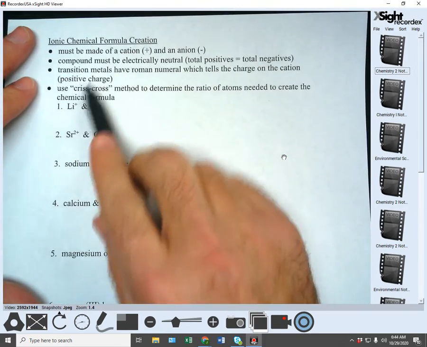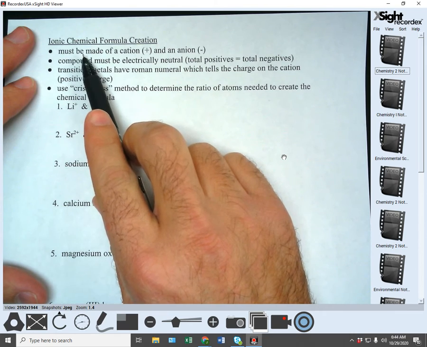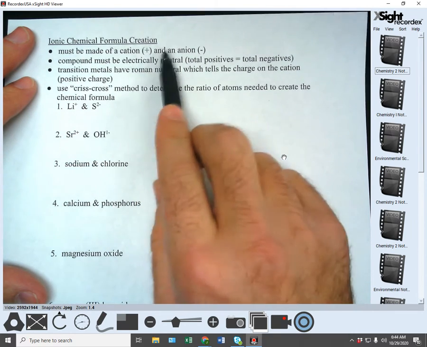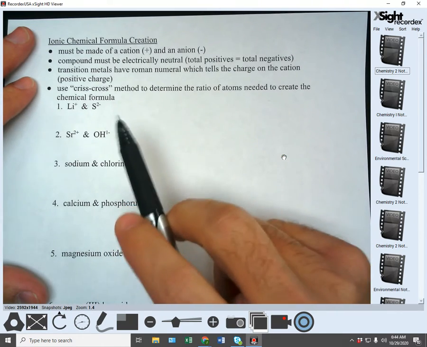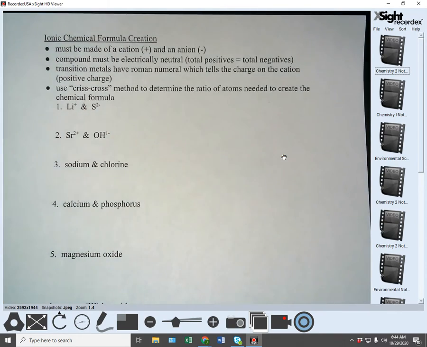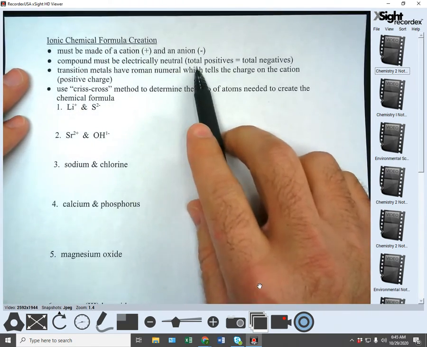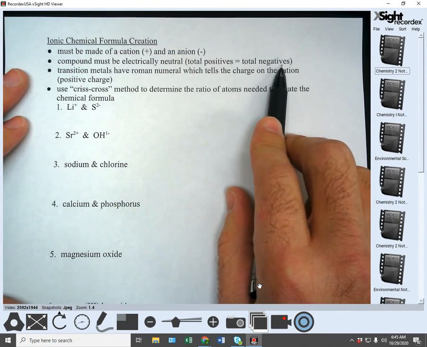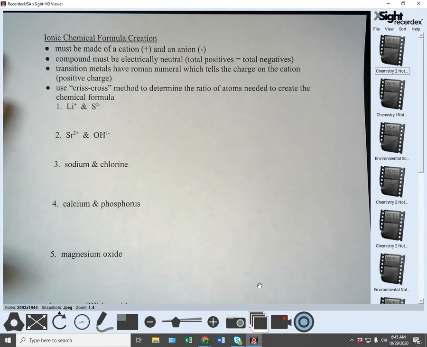All right, all ionic formulas must have a cation, a positive, and an anion. The cation always goes first. The compound must be electrically neutral. The total positives must equal the total negatives. This is balancing out the compounds themselves. The compounds don't have charges. They're electrically neutral, and this is because overall the total number of positives equals the total negatives from the ions.